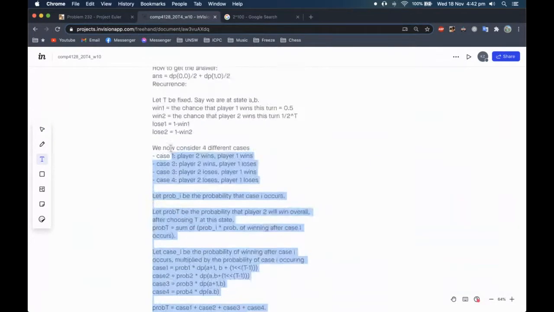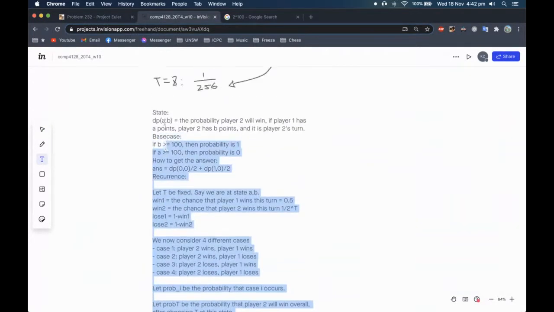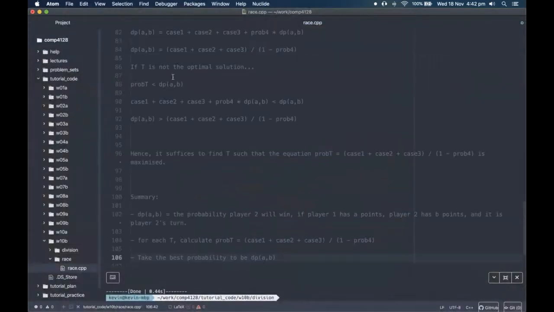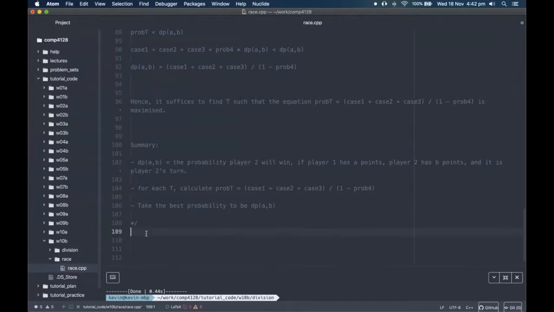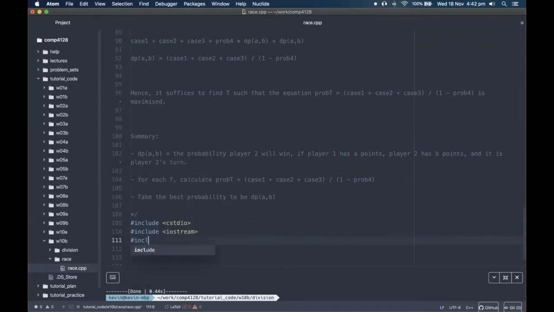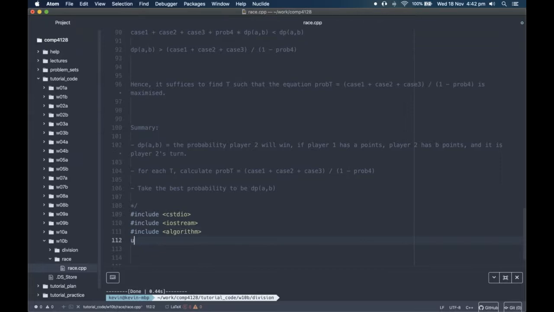I'm going to copy paste the majority of this code into here as well. I'm not going to bother with correcting the lines. That's going to be way too much effort. Okay. Let's get coding here. Need that. Need algorithm. I think that's all we need.